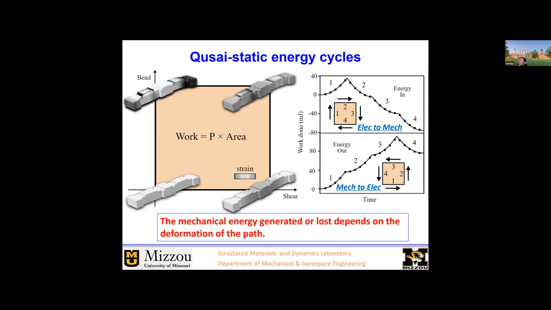The mechanical energy is gained. Basically, it's like the unit cell converts electrical energy into mechanical energy. However, if you go in the opposite direction, then the mechanical energy will decrease. Basically, the mechanical energy will be converted into electrical energy. So this is the energy exchange and work done during the deformation.